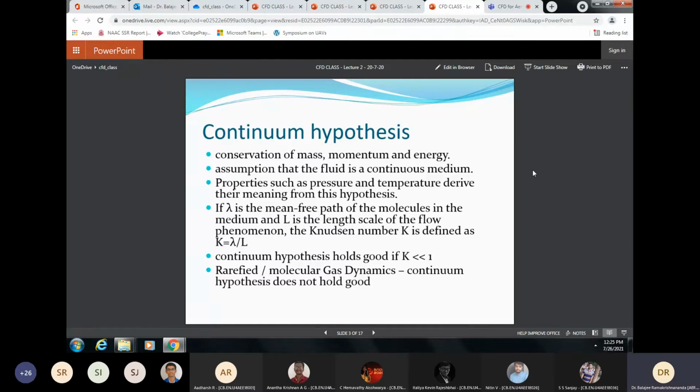So what matters is the ratio of the lengths, that is, mean free path by characteristic length of the problem. Clear? Any doubts?